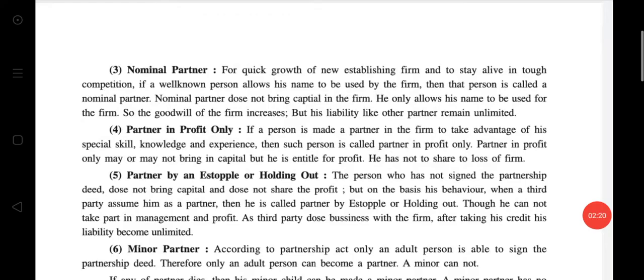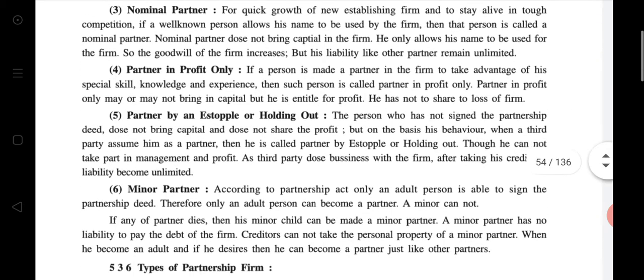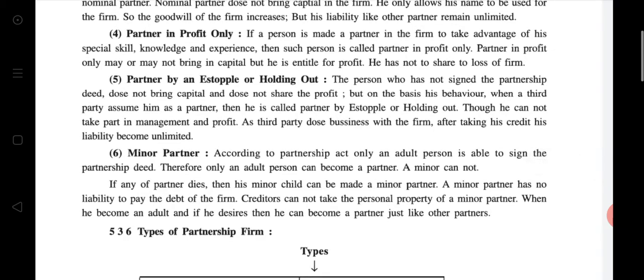Then nominal partner: for quick growth of a newly established firm and to stay alive in tough competition, if a well-known person allows his name to be used by the firm, then the person is called a nominal partner. Then partner in profit only, then partner by estoppel or holding out, and minor partner.